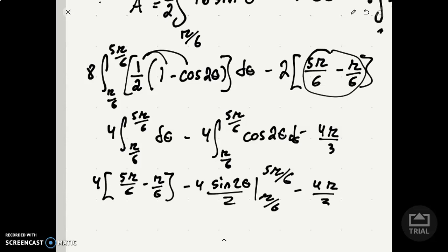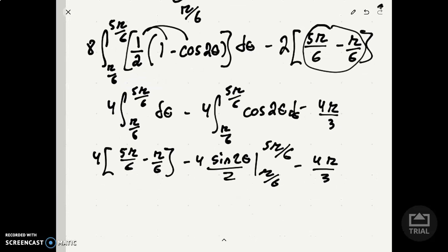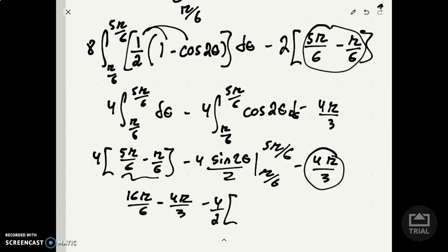Minus, and we're just going to pull that down with us. So for this first term, I do believe we're getting 8 pi over 6. Oops, no, sorry, we're getting 16 pi over 6. And now I'm going to move this one into the front. Okay, and now I'm actually going to evaluate the sine, so negative 4 times, and I'll factor out the 1/2 there, sine of 2 times 5 pi over 6 minus sine of 2 times pi over 6.